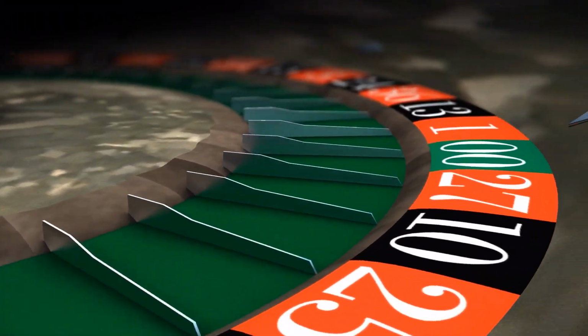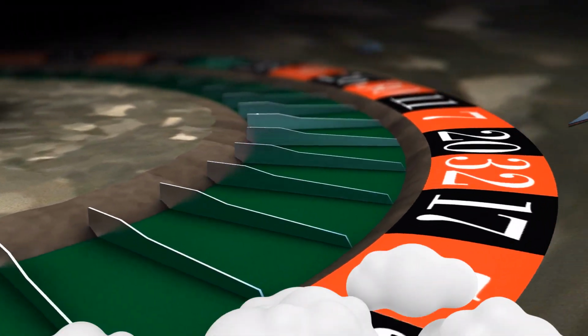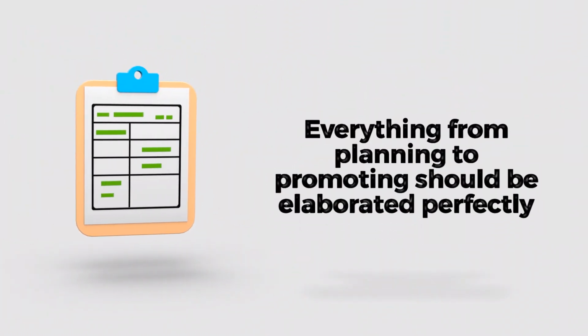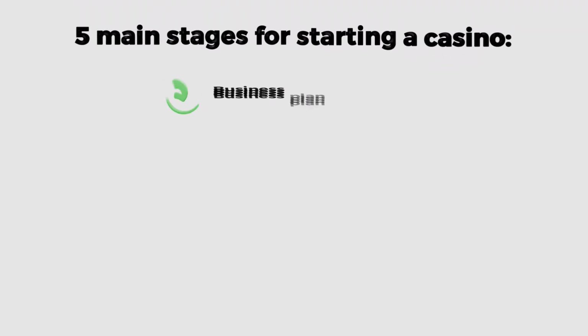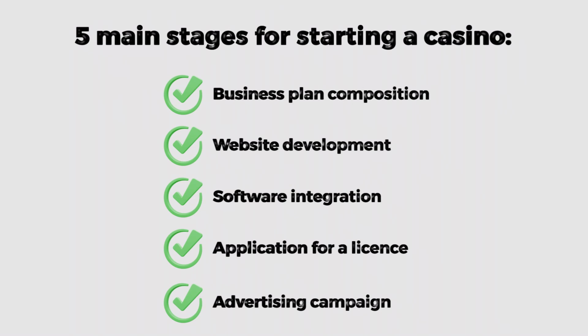Today let's talk about the assembly of a casino platform, which is a multi-phase process. Everything from planning to promoting should be elaborated perfectly to ensure a high user appreciation. Here are the 5 main stages for building a casino platform: business plan composition, website development, software integration, application for a license, and advertising campaign.